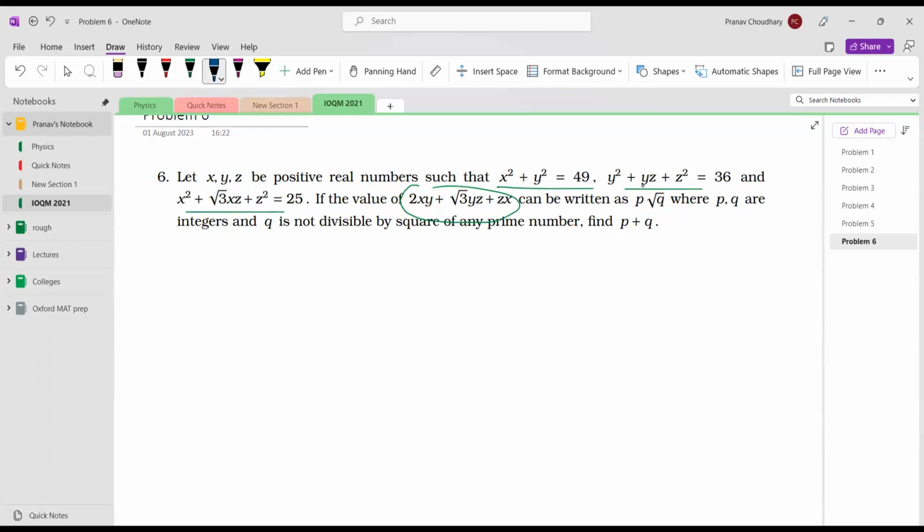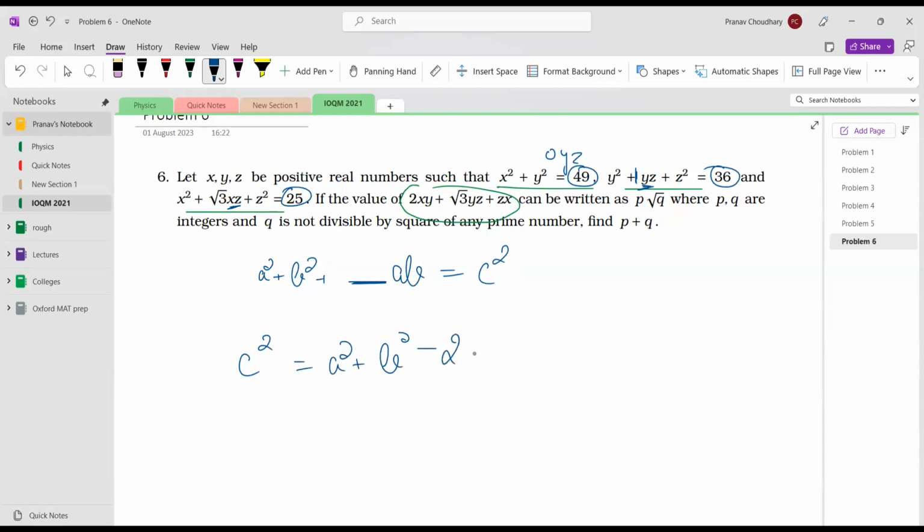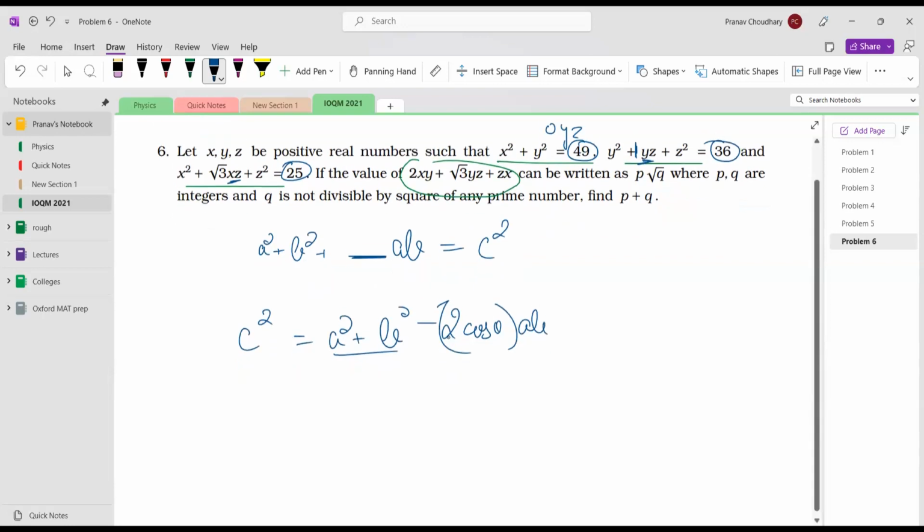So you see, this has a yz which has a coefficient 1. This has an xz which has a coefficient √3. And this is 0 times xy. These equations are of the form a squared plus b squared plus something times ab equals some constant, which in these cases are squares: 7 squared, 6 squared, 5 squared. Does this not remind you of the cosine rule? c squared equals a squared plus b squared minus 2 cosine theta, the angle between a and b, times ab, right? It's just this equation.